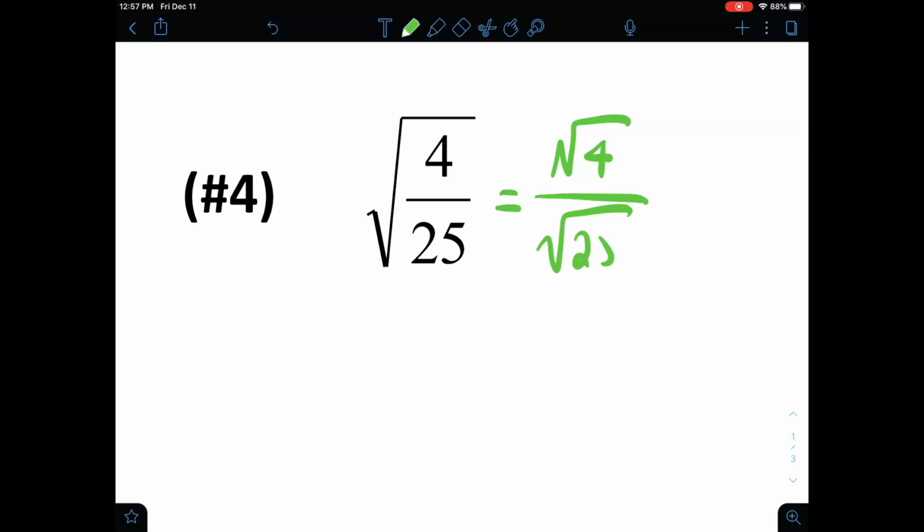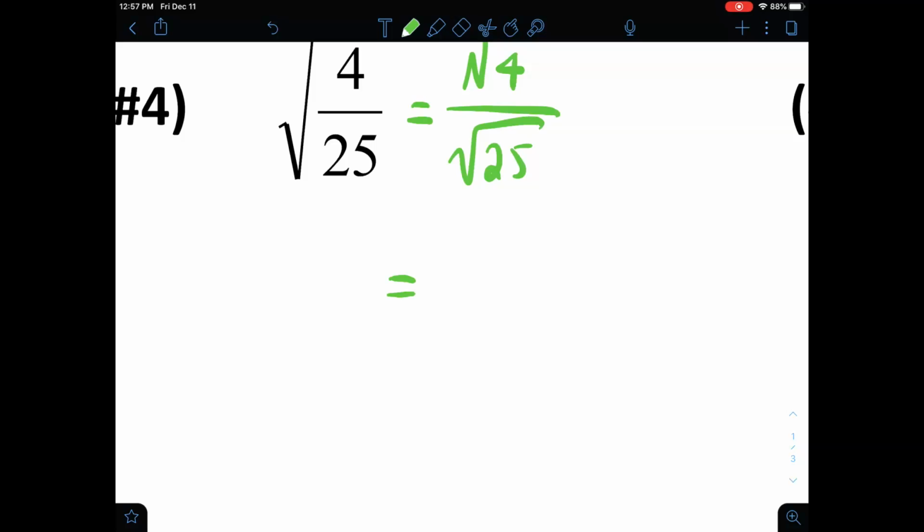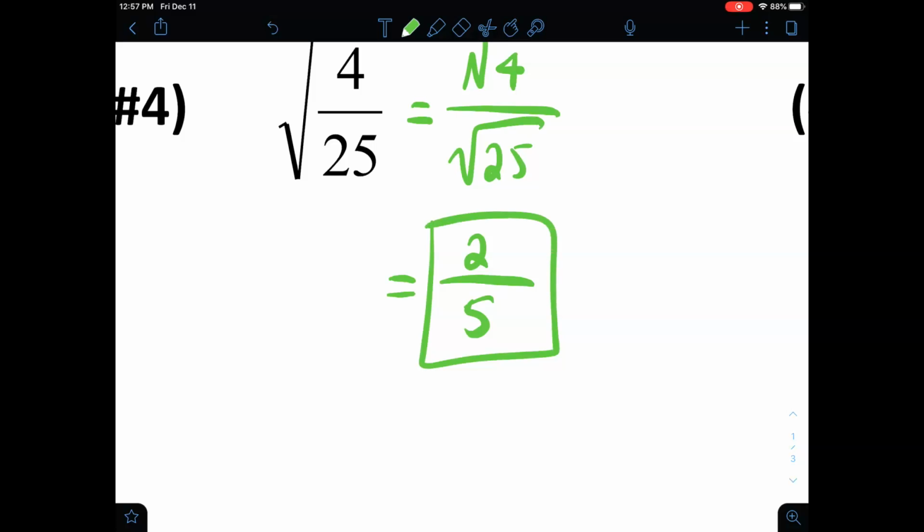We have square root of 4 over square root of 25. Well, that is just two perfect squares. The square root of 4 is just 2. Square root of 25 is 5. And there's your answer.